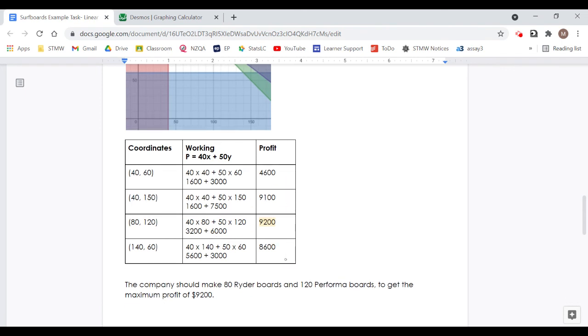The question, remember, was asking us what is the maximum profit. So we're looking for the biggest number here. This is at 9,200. So I'm interested in that and the coordinate over here that matches it. We've got to write that out in a sentence here. So the company should make 80 rider boards and 120 performer boards to get the maximum profit of $9,200. If you can do up to there, then you've got achieved.